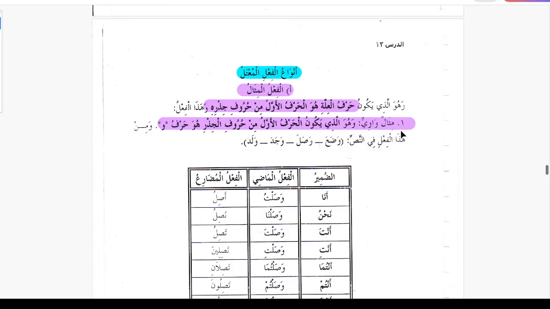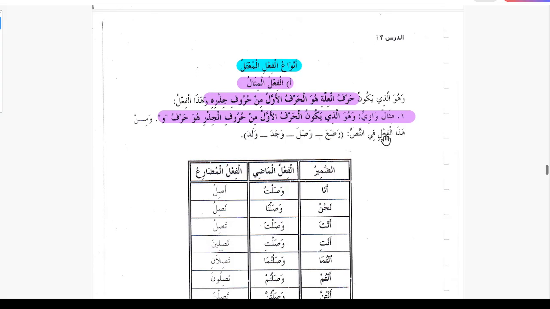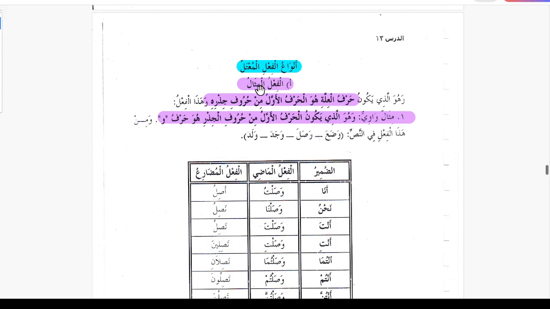And the first of its kind is Misalul Wawi. In the Fe'lul Misal, the first letter of the three root letters is one of the weak letters, like alif, hamza or ya. But if the first root letter is waw, then it is called Misalul Wawi.